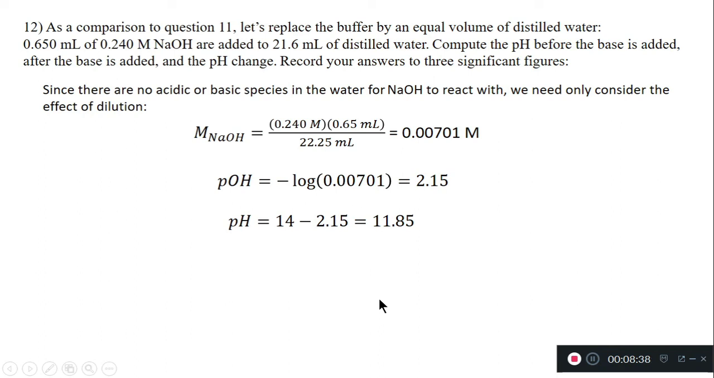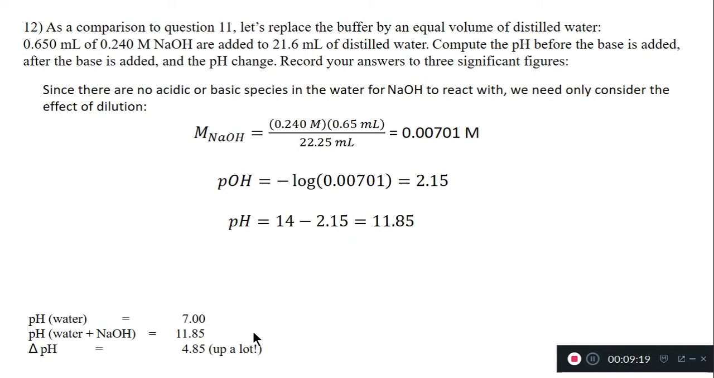Just to recall again, I really can't compare the pHs. I have to think about comparing the change in pH. So water would have started with a pH of 7 because it's neutral. After adding the NaOH, the pH went up to 11.85. If I subtract final minus initial, I get 4.85. So the pH changed by 4.85 pH units. That's going up a lot. Remember, each unit of pH is a factor of 10. So that's a factor of 10 to the fourth in increase. That's a substantial change. Okay, so that's the numeric version.